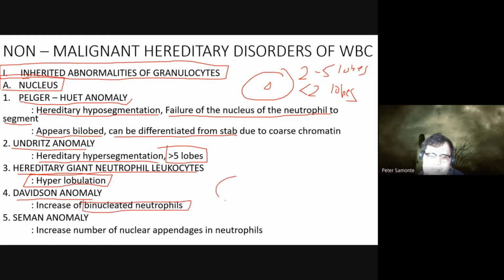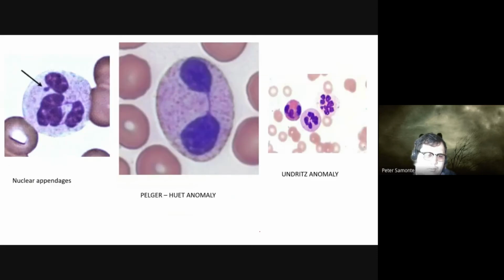So you would be able to see binucleated neutrophils in Davidson anomaly. Increase yung ganyang makikita nyo cells. Then we have your Seman anomaly, increased number of nuclear appendages in the neutrophil. So let me show that to you, class. So this is your nuclear appendages.